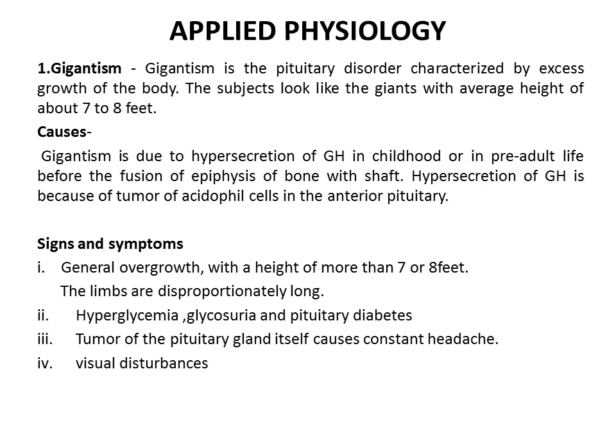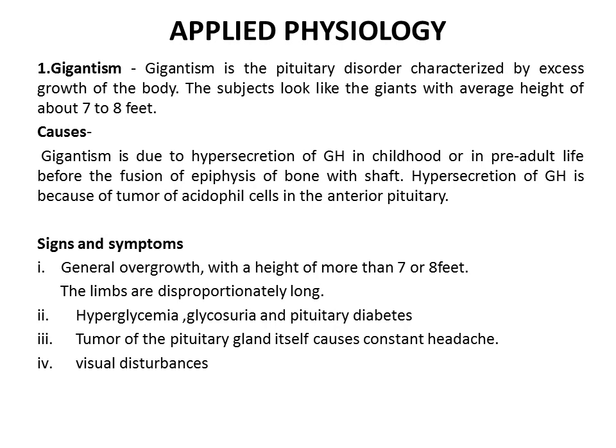Signs and symptoms. General overgrowth of the person leads to the development of a huge stature with height of more than 7 or 8 feet. The limbs are disproportionately long. Such persons are hyperglycemic and they develop glycosuria and pituitary diabetes. Hyperglycemia causes constant stimulation of beta cells of islet of Langerhans in the pancreas and release of insulin. The overactivity of beta cells of Langerhans in pancreas leads to degeneration of these cells and deficiency of insulin. So ultimately diabetes mellitus is developed.